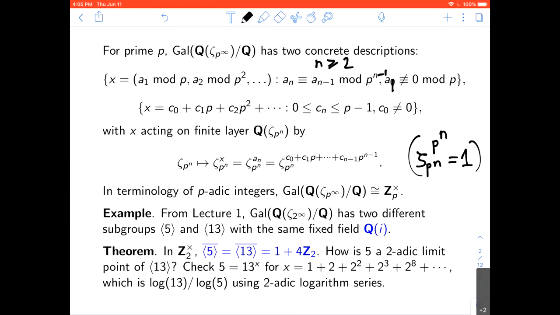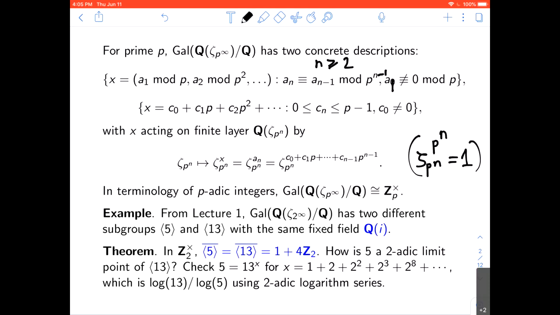And the general theory tells us that there's a one-to-one correspondence between the intermediate fields and the closed subgroups. And so in fact, what's happening here is that although the subgroups generated by 5 and 13 in, say, the units of the two-adic numbers are not the same, their closures are the same. The two-adic closure of both subgroups is in fact the two-adic numbers that start with a 1, and then the next digit is 0, and then everything else is divisible by 4. So the two-adic numbers that are 1 mod 4.